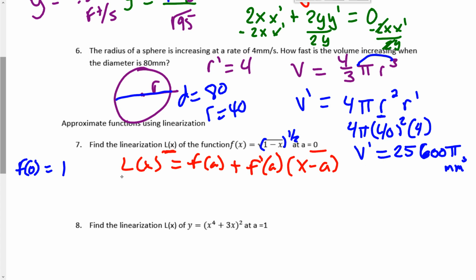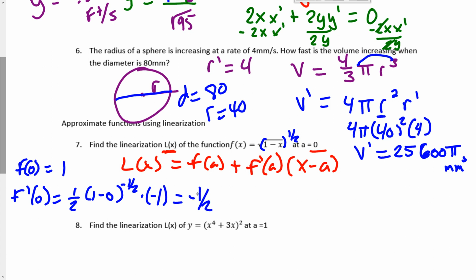So let's do this, f prime of 0 would be a half, 1 minus x raised to the negative half. And then I got to times that by the derivative inside, which is just negative 1. So I'm going to plug in my x now of 0. So that's 1. 1 raised to the negative 1/2 is still just 1. 1 times a half is just a half. A half times negative 1 is just negative a half. So it's just negative a half.